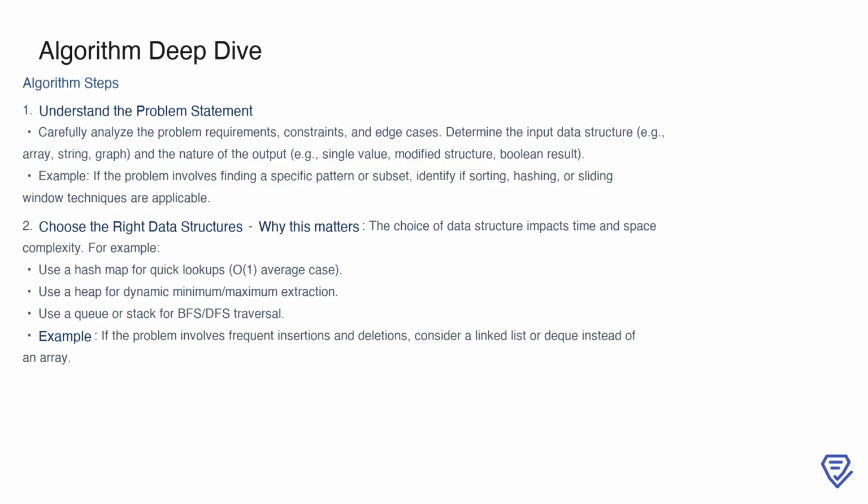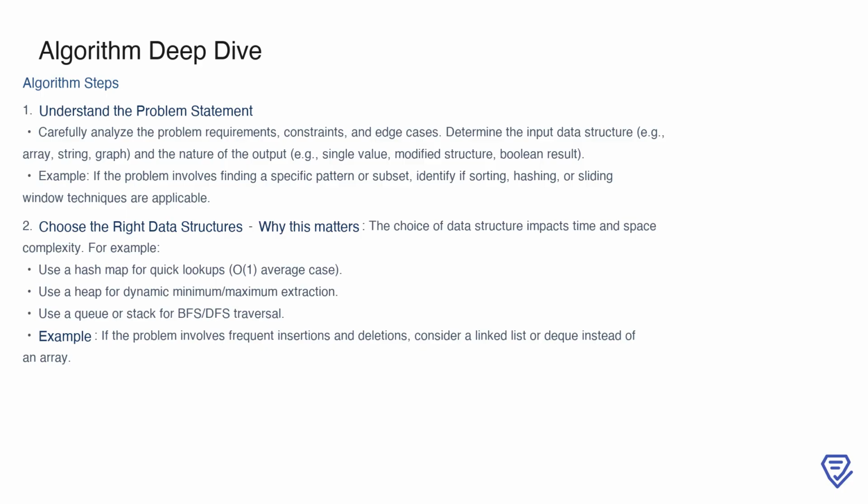This means carefully analyzing the requirements, constraints, and any potential edge cases. For instance, you need to determine the structure of the input, whether it's an array, string, graph, or something else, and identify the desired output, such as a single value, a modified data structure, or a Boolean result. If the problem involves finding patterns or subsets, think about applicable techniques, like sorting, hashing, or the sliding window approach.